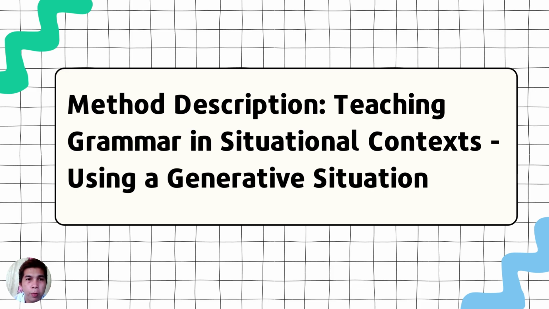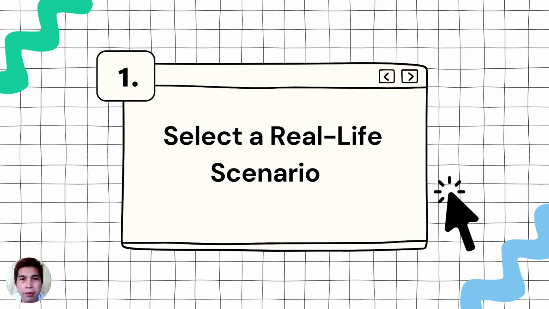Moving forward, here is the method description: teaching grammar in situational context using a generative situation. First, select a real life scenario. Begin by choosing a real life scenario or context that is relevant to your students' lives and language proficiency levels. This scenario should provide opportunities for naturally occurring grammar structures to emerge.